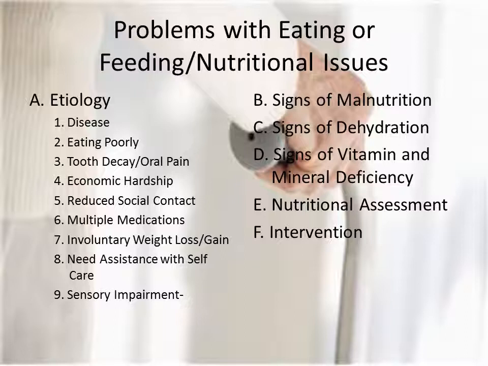What's their diet history? You want to do a dietary diary for about 5 to 7 days. Look for patterns. Look for preferences. Look for percentages of food being eaten.